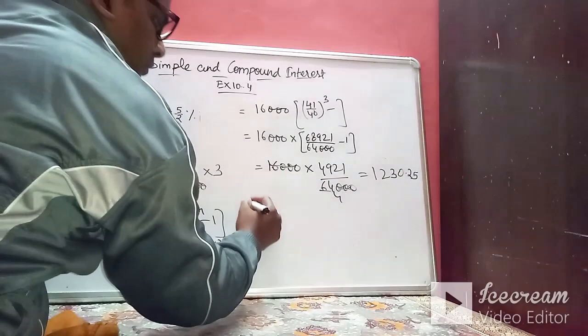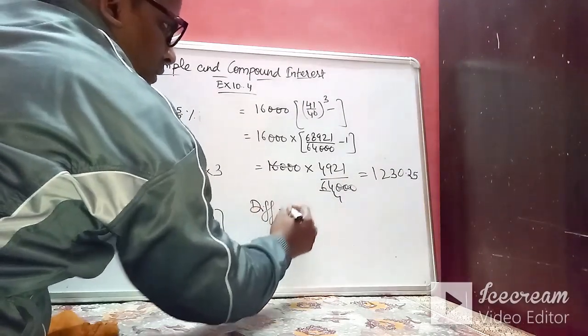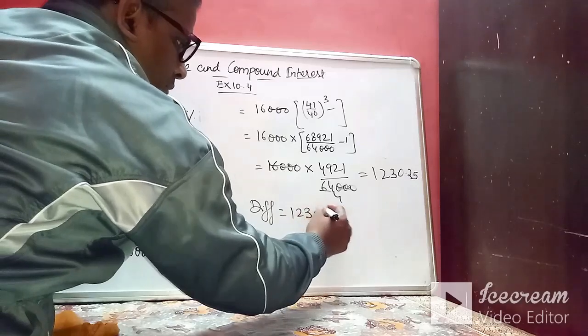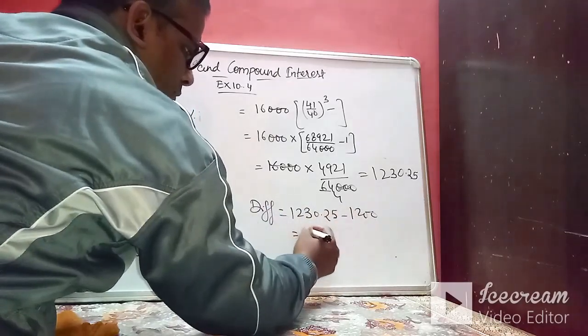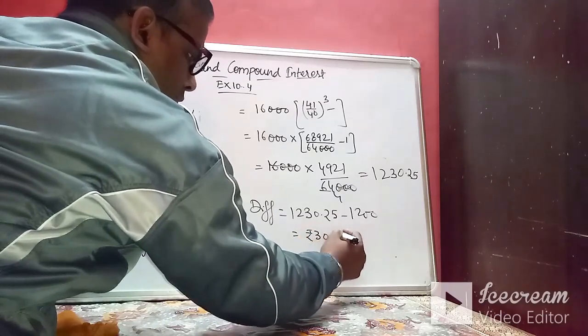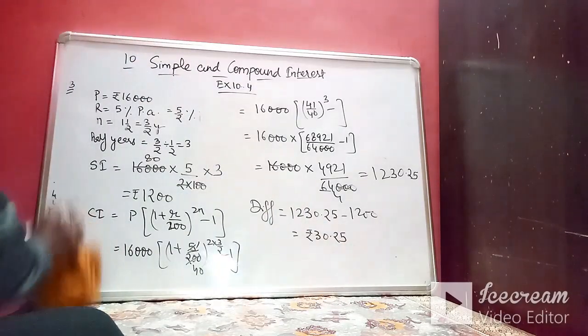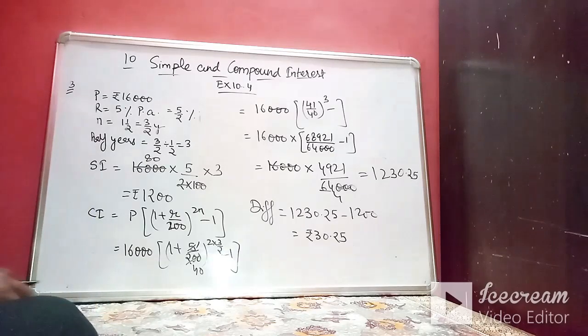Okay, so after solving we will get 16,000 into 4921 upon 64,000, that is 1230.25. So what is the difference? Difference will be 1230.25 minus 1200, that is rupees 30.25. Okay, so that will be the difference between the compound interest and simple interest at half yearly rate of interest.